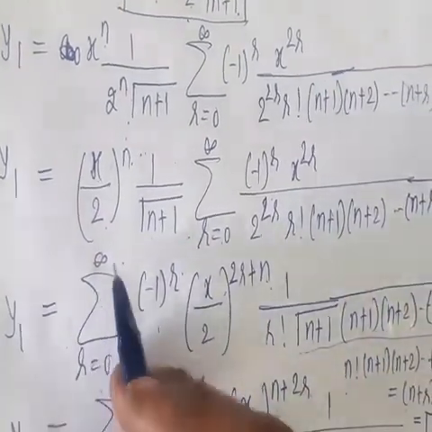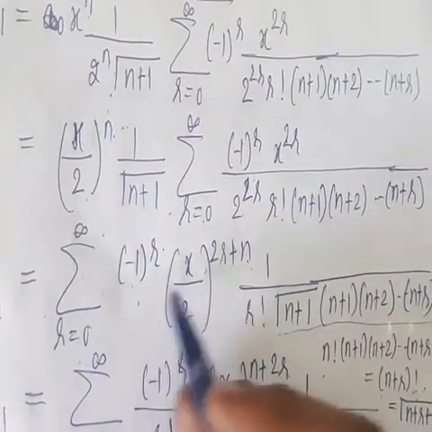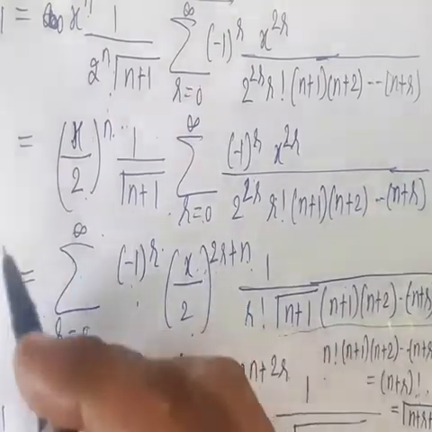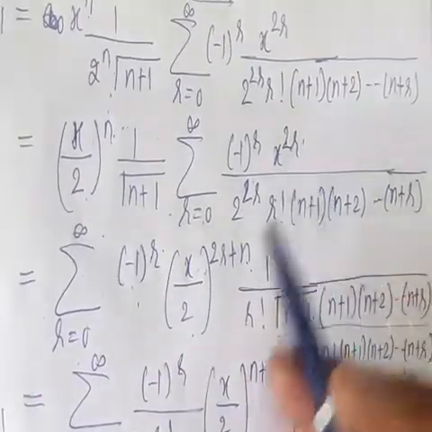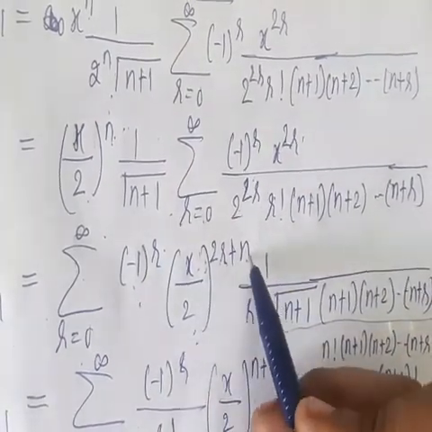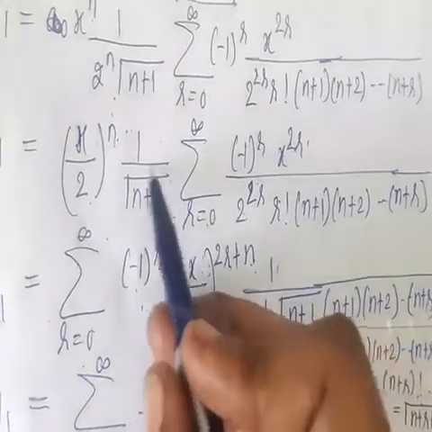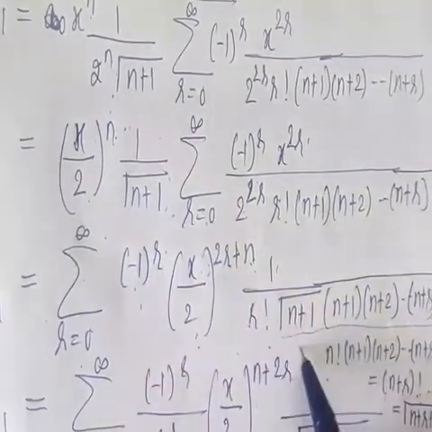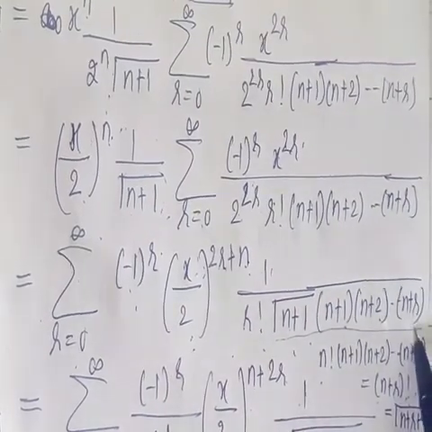Next, summation start from 0 to infinity minus 1 to the power r first. Then x by 2 to the power n is here, and here x by 2 to the power 2r. So both we can combine and it is written as x by 2 to the power 2r plus n. Remaining terms as it is 1 by r factorial, and we combine this gamma of n plus 1 here, gamma of n plus 1, n plus 1, n plus 2 up to n plus r.